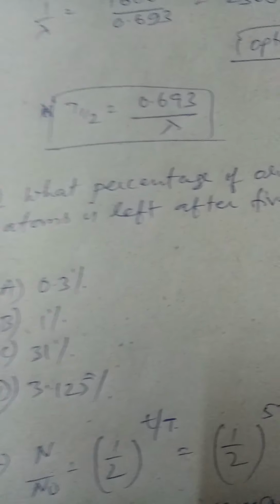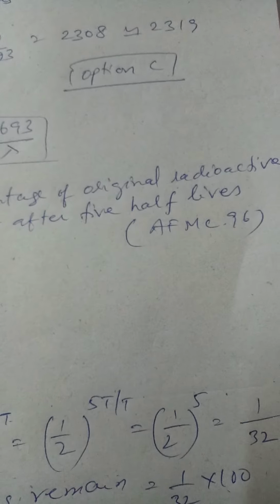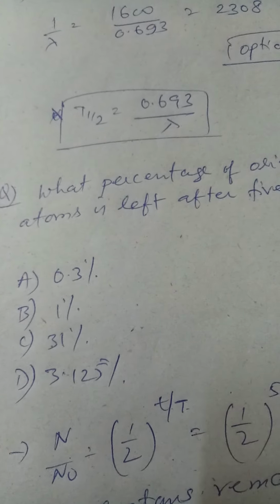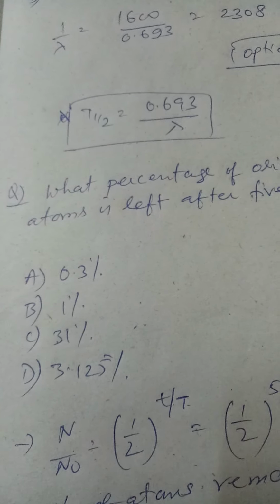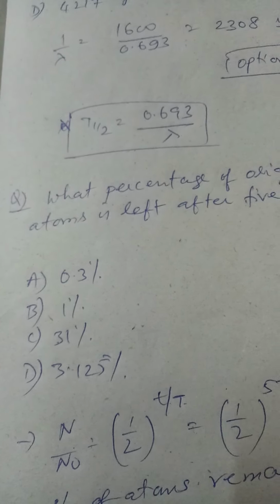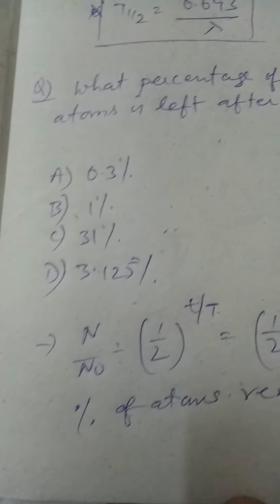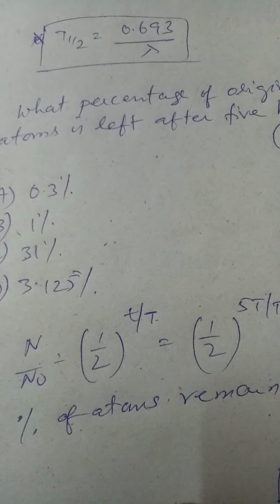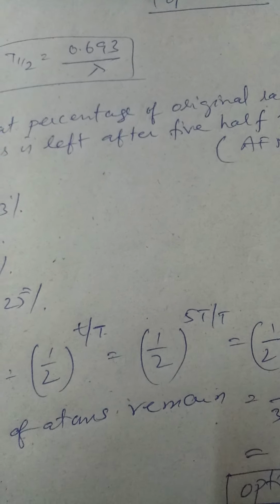What percentage of original radioactive atom is left after 5 half-lives? This is AFMC 1996. So what is the percentage left after 5 half-life periods? I told you in one of the classes that if T half is equal to 2 years, total life is not 4 years. I explained with an example also. So the equation was N by N0 is equal to 1 by 2 to the power of t by T, where small t is the present time and capital T is the half-life.